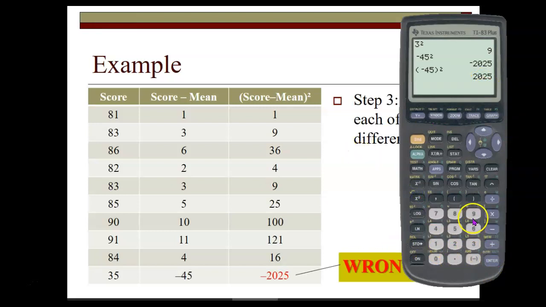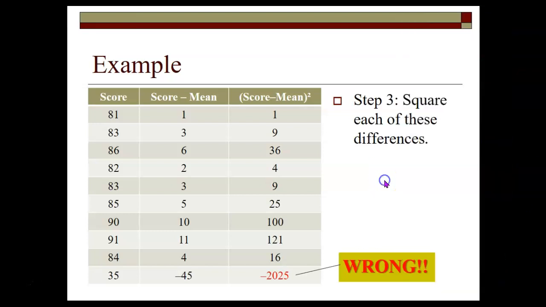So since we knew it was going to have to be positive, I could have just put it into the calculator as 45 squared. Just leave out the negative because I know that squaring is going to kill that off anyway. So it's not negative 2025, it is positive 2025.